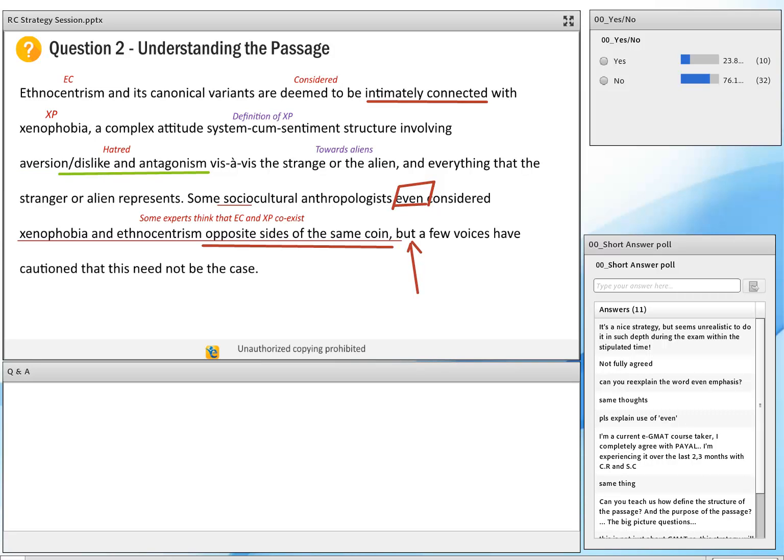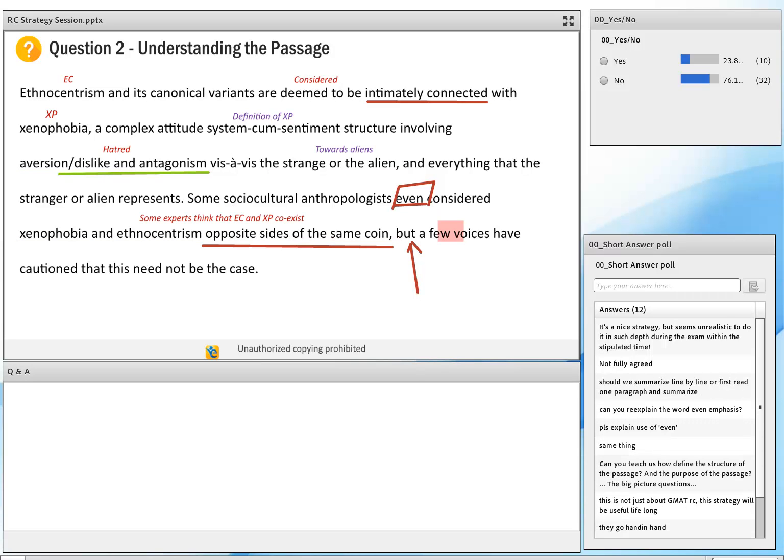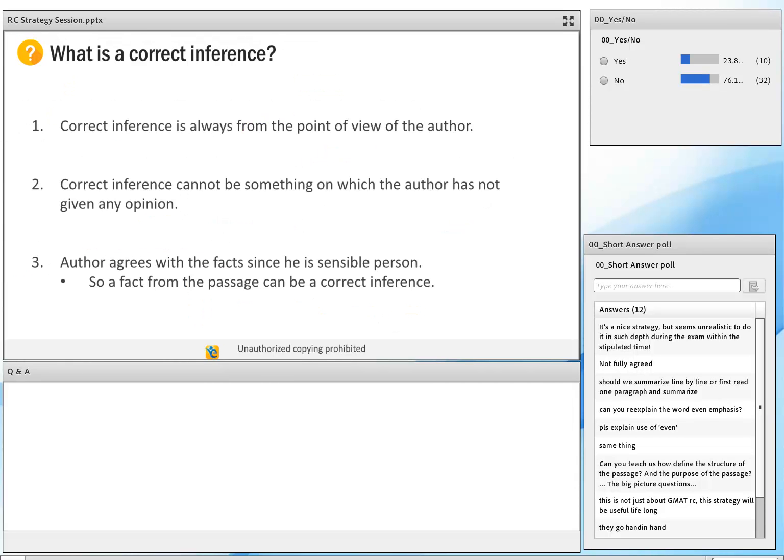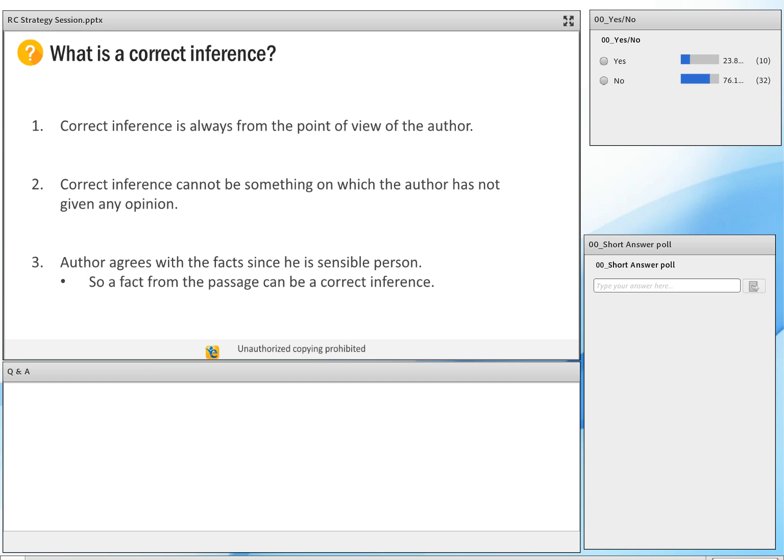Let's carry on now. Okay, so let's come back to this passage and talk about the viewpoints over here. Now, this is a question regarding inference. A correct inference is always from the point of view of the author. That is one thing that you need to understand, which means that if you have been asked an inference question, that inference question will be about what the author believes, not what somebody else believes.